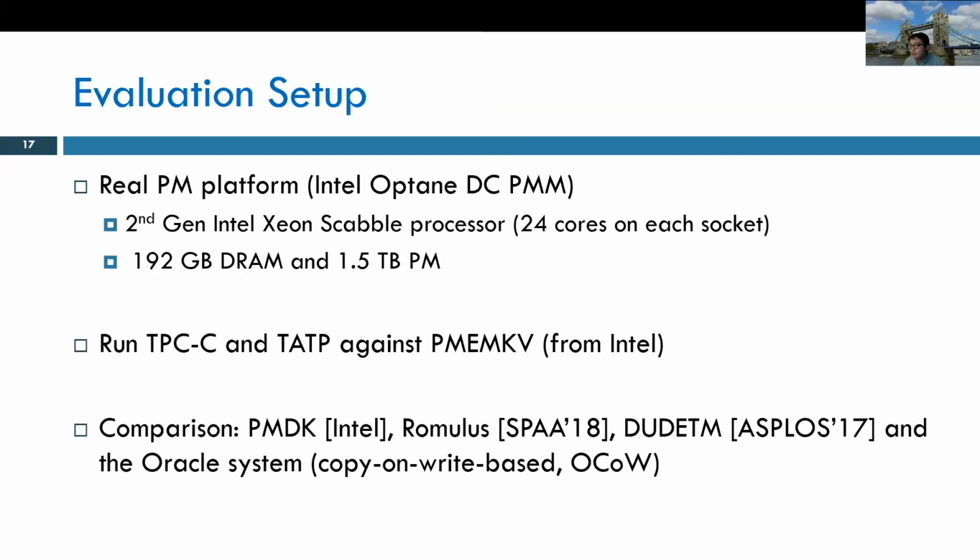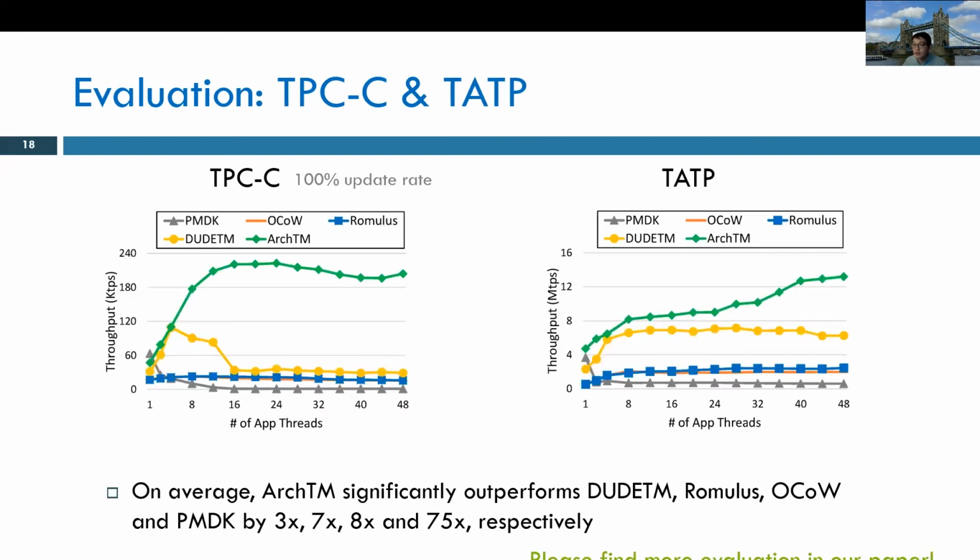Now let's see some evaluation results. We use a real persistent memory architecture, which is the Intel Optane DC persistent memory platform, for evaluation. We run TPC-C and TATP benchmarks on PMDK. We compare ArchTM with four state-of-the-art persistent memory transaction systems. This slide shows the throughput comparison among different persistent memory transaction systems on TATP and TPC-C. Overall, ArchTM significantly outperforms the other four state-of-the-art transaction systems.